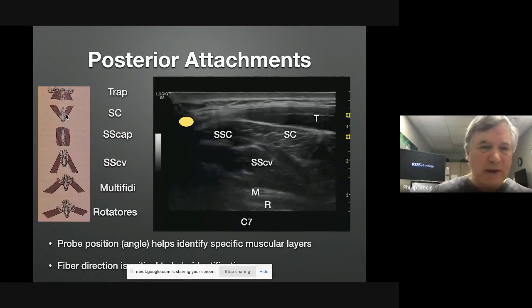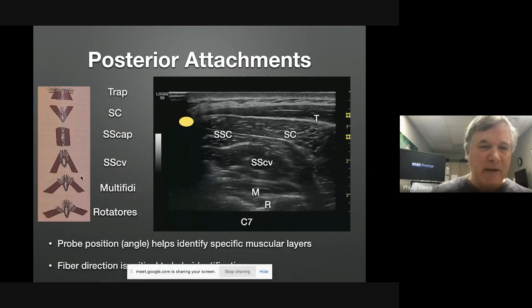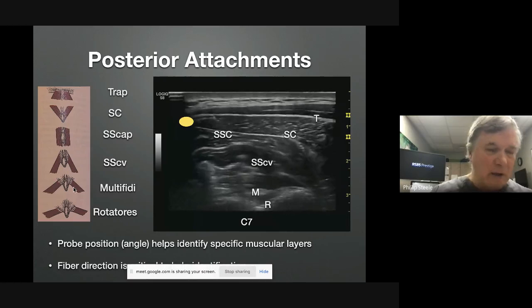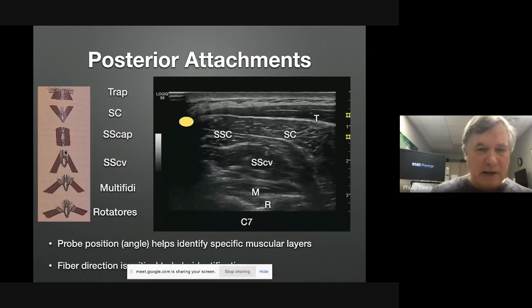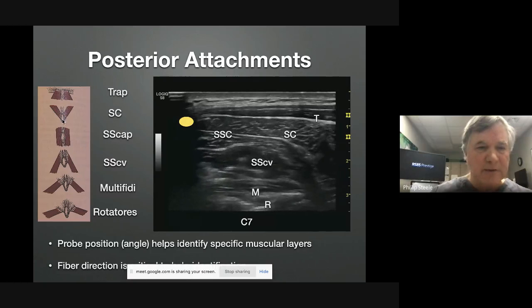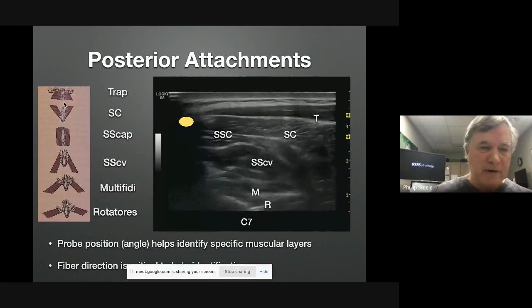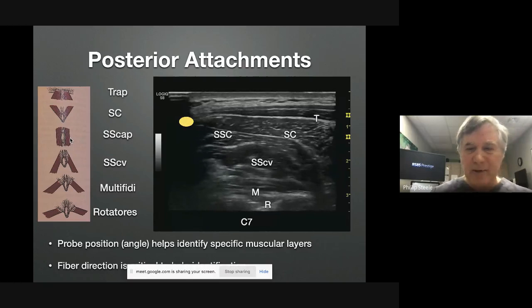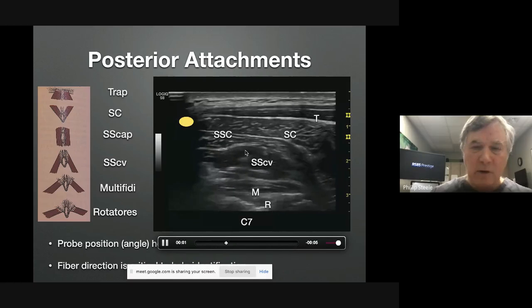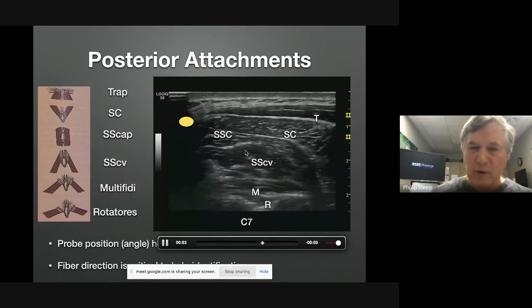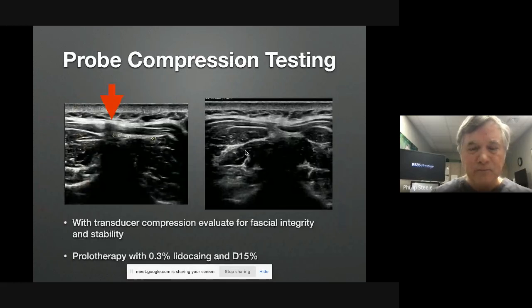If you aren't sure what something is, change your probe angle to mirror these angles, and you can identify the correct muscle type. Semispinalis cervicis is very steep angled. Splenius capitis is heading up to the capitis, and the fiber direction is quite different than the traps or semispinalis capitis. So those angles are important in terms of your evaluation. I'm constantly moving my probe to help highlight different layers of this system.